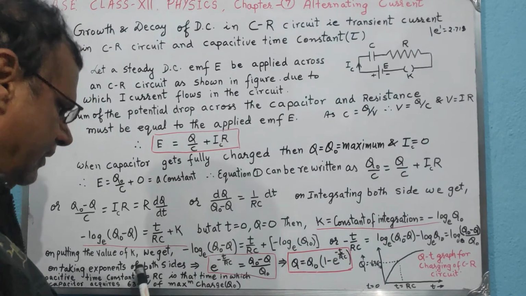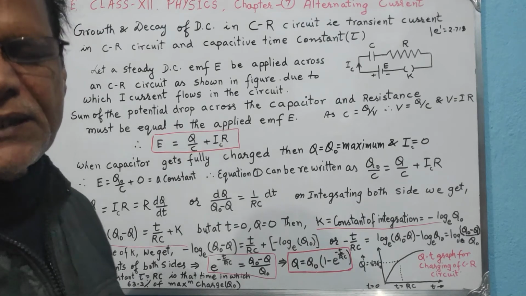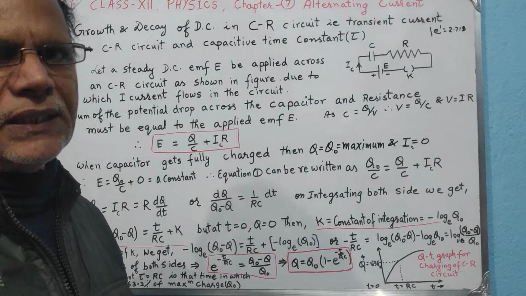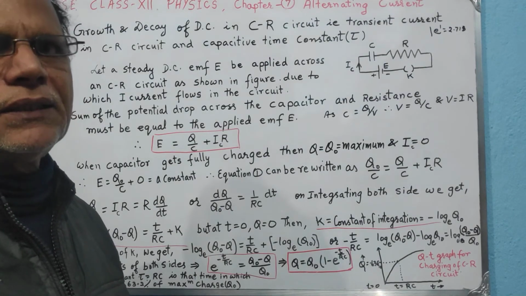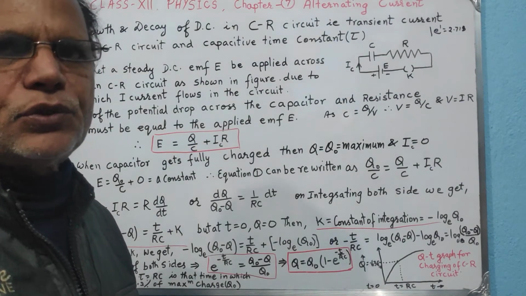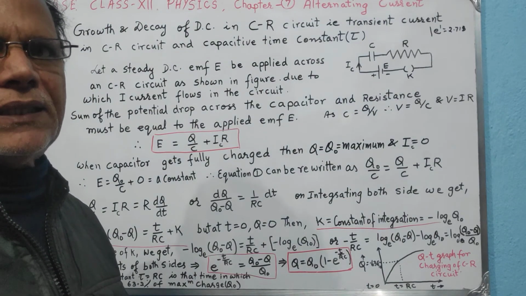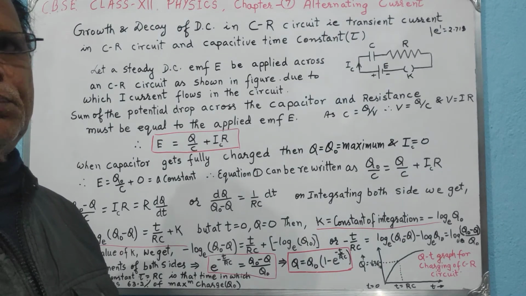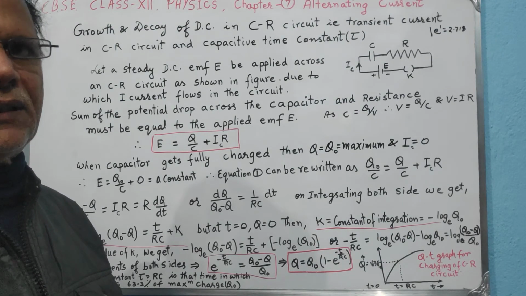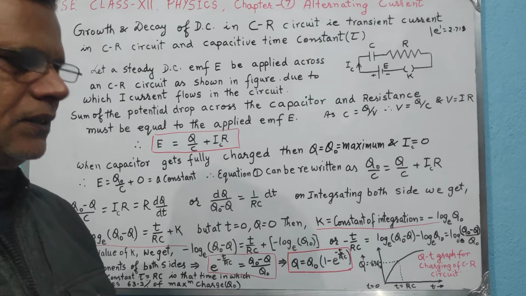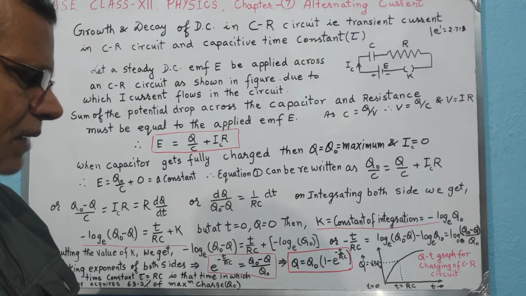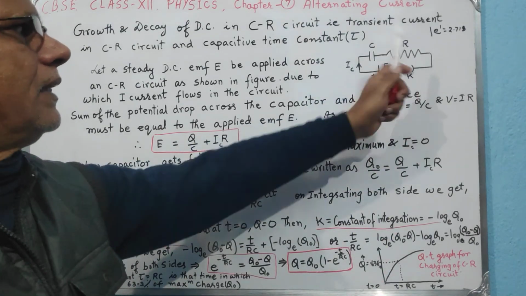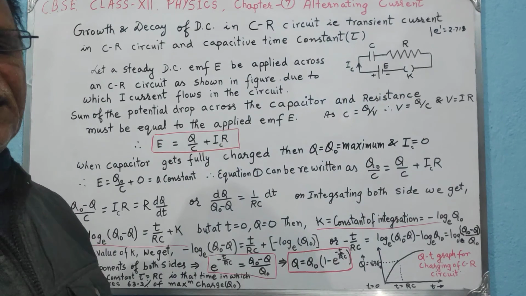So we define the capacitive time constant as that time in which the total charge deposited on the capacitor will be 63.2% of the total charge that the capacitor will hold when it is maximally charged. So that is called the capacitive time constant. And here again you see that the capacitive time constant is directly proportional to the resistance in the circuit and directly proportional to the capacitance of the capacitor.